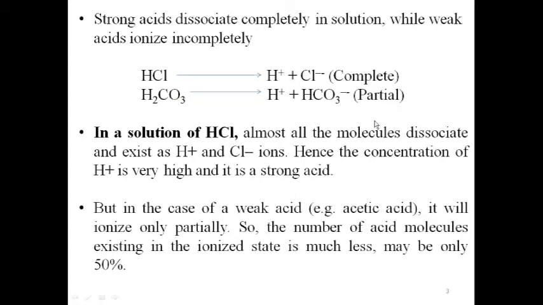In an HCl solution, almost all the molecules are dissociated and exist as hydrogen ions and chloride ions. But in the case of a weak acid like acetic acid or carbonic acid, it will be ionized only partially. So the number of acid molecules existing in the ionized state is much less, maybe 50% or less than 50%.